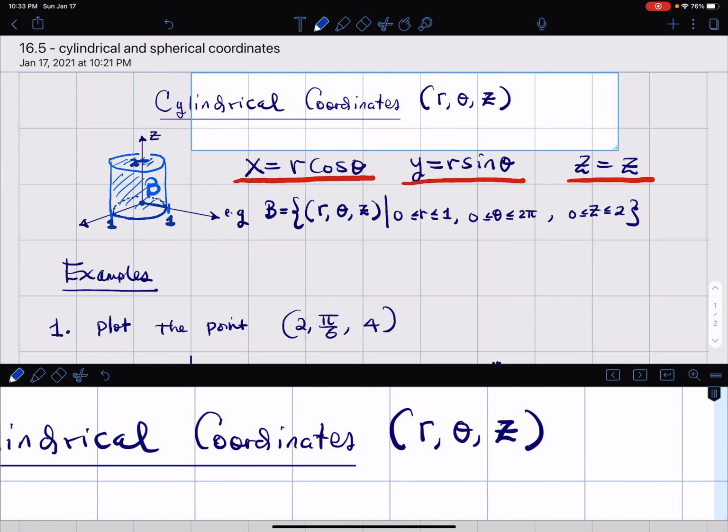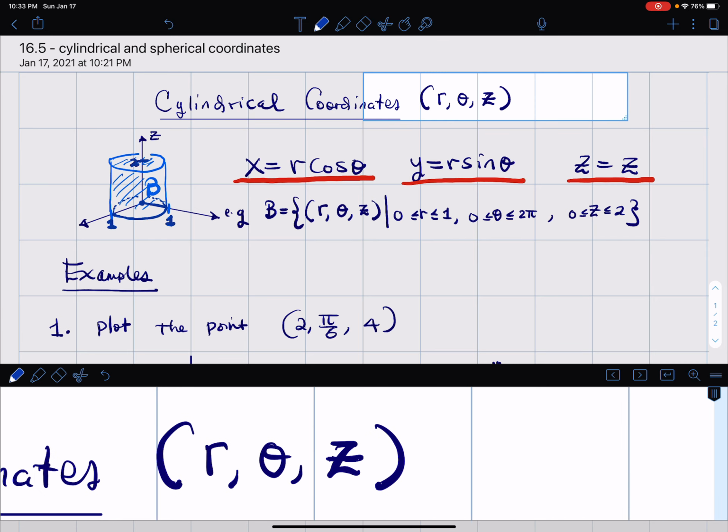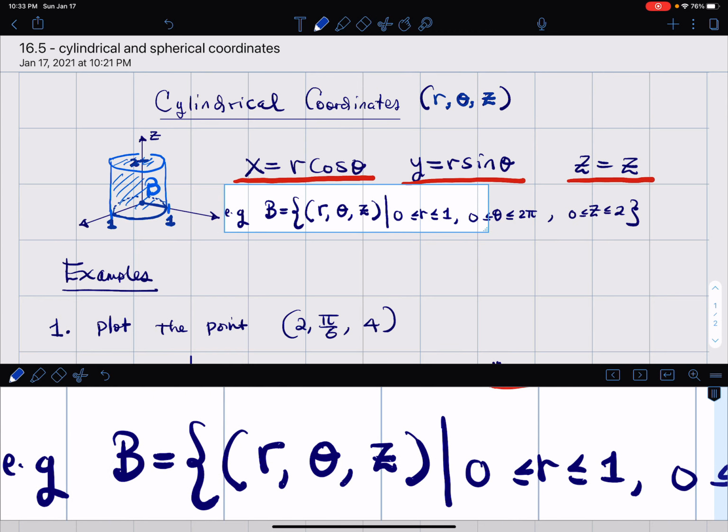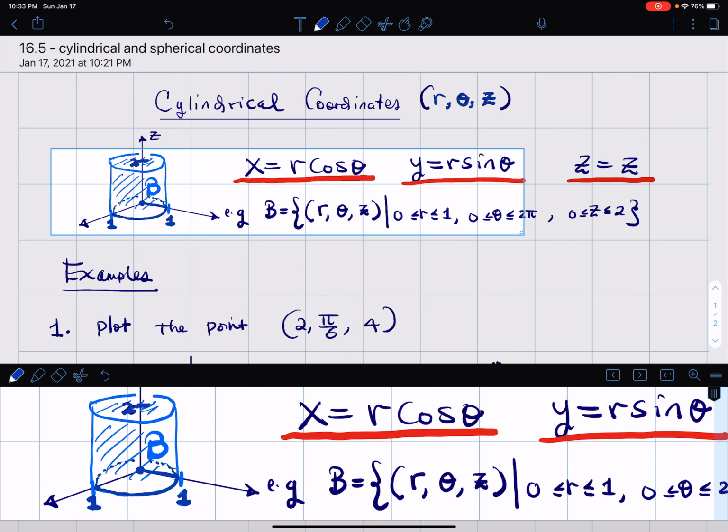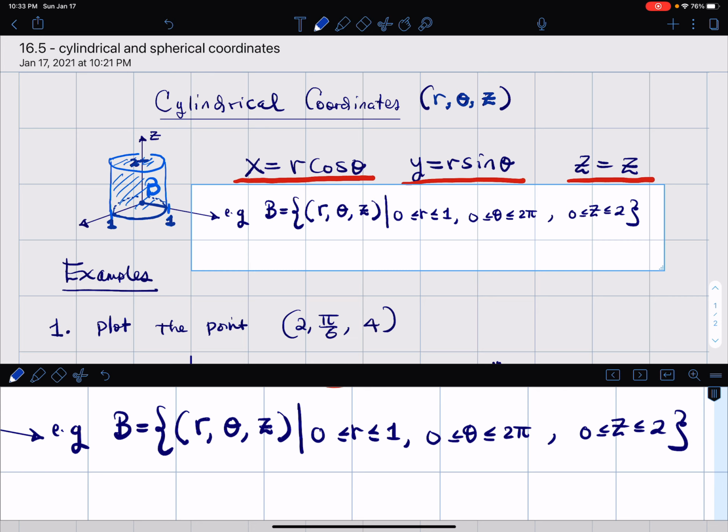Hence, if we extend our polar coordinates, which used to be just r and theta, if we extend it by adding z, then this will become the description of this region B.